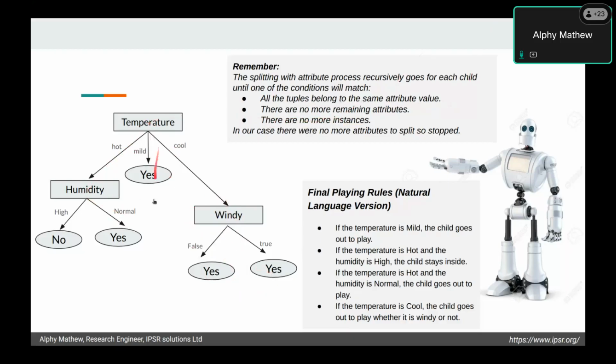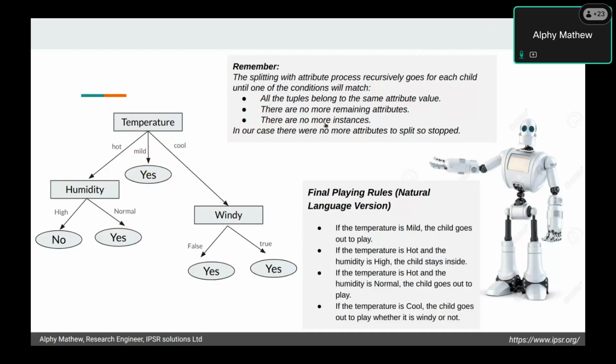And also in the mild branch case, what happens? It becomes pure and there is no splitting here. So these two conditions occurred in our case, but there are some cases where the third condition is there. If only one of the conditions is met, the splitting stops.